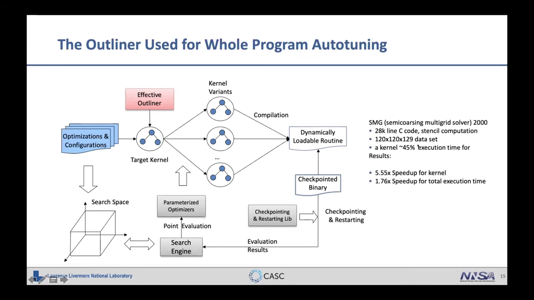We did some experiments quite some time ago, and we have some new results, but here's something we can talk about. We have achieved, let's say, a 5.5x speedup for some kernel where we applied this optimization. For the whole application, we achieved a 1.76x speedup.